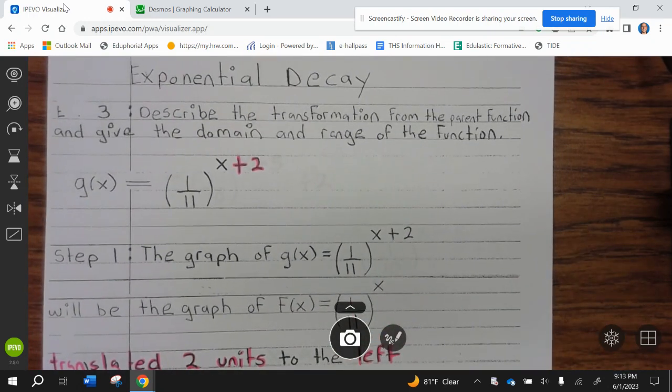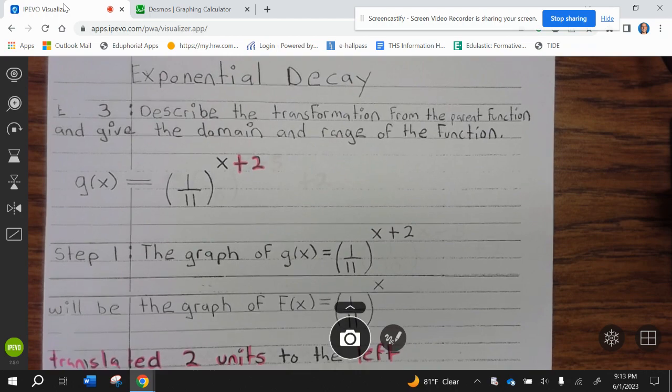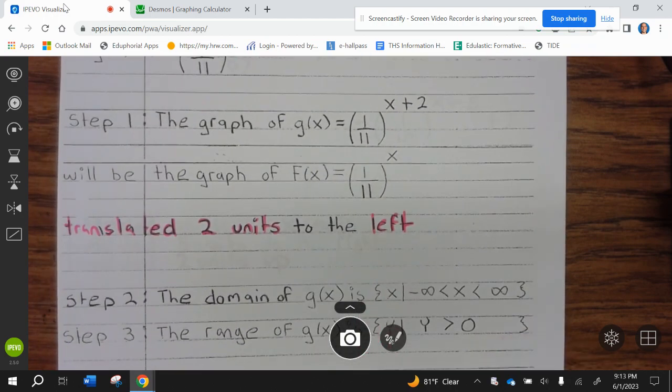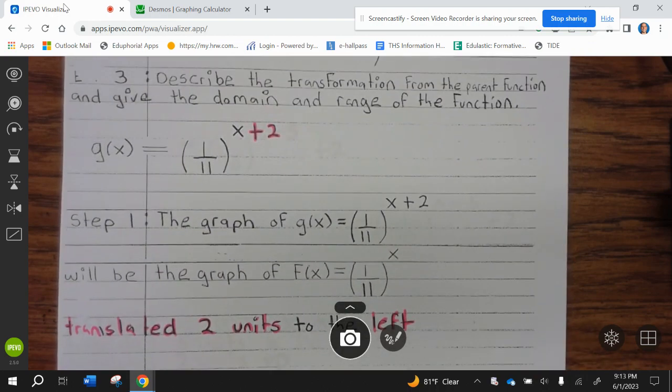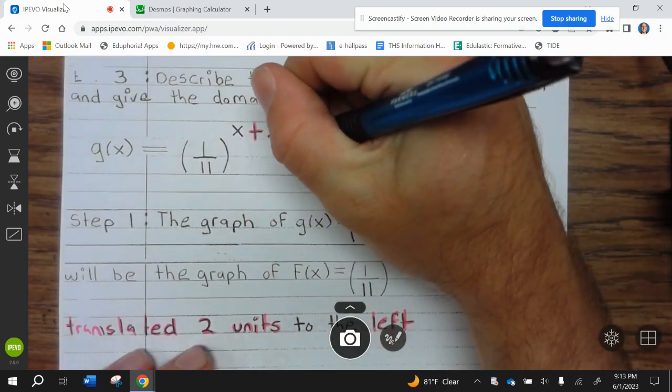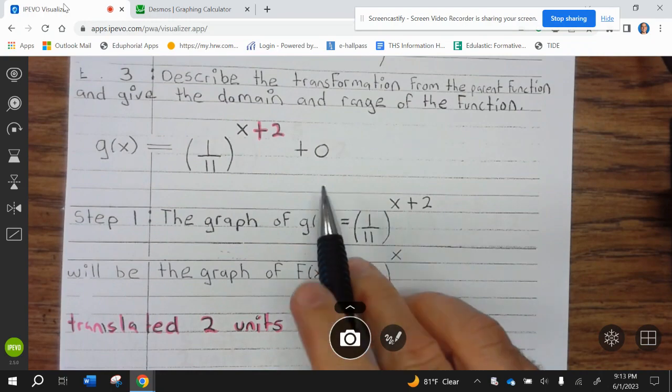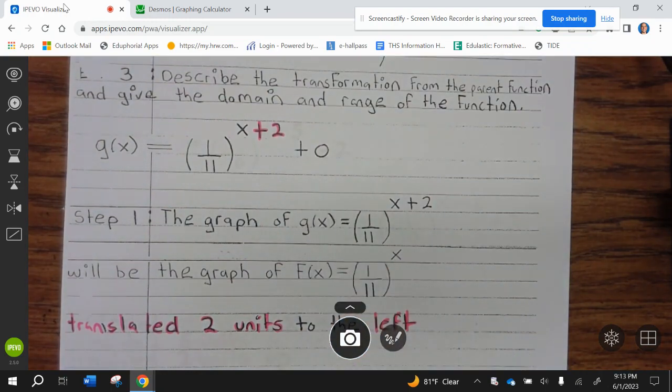Example 3, describe the transformation from the parent function. Give the domain and range of the function. When g of x equals 1 divided by 11 to the x plus 2, the graph of g of x equals 1 divided by 11 to the x plus 2 will be the graph of f of x equals 1 divided by 11 to the x, translated 2 units to the left. The domain of g of x is -infinity to +infinity, and the range is y greater than 0. And the reason for that, the range is, this is plus 0. And the range is always this number when it comes to exponential. Right?